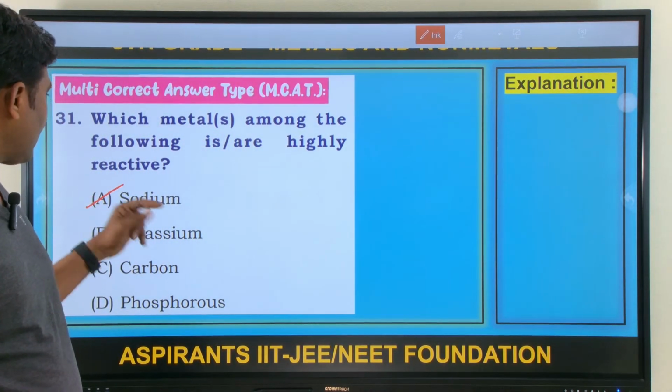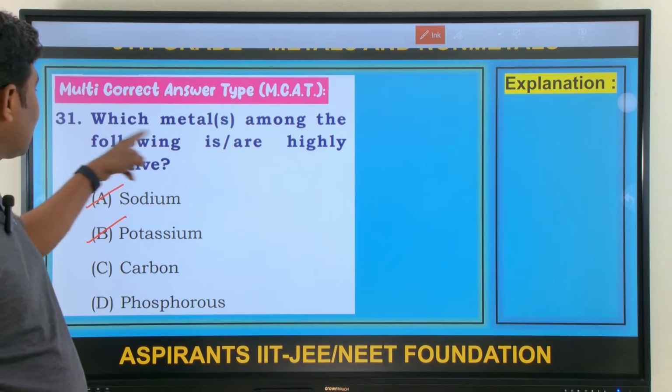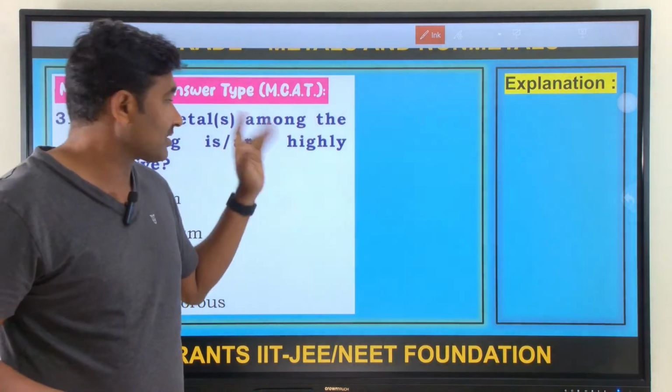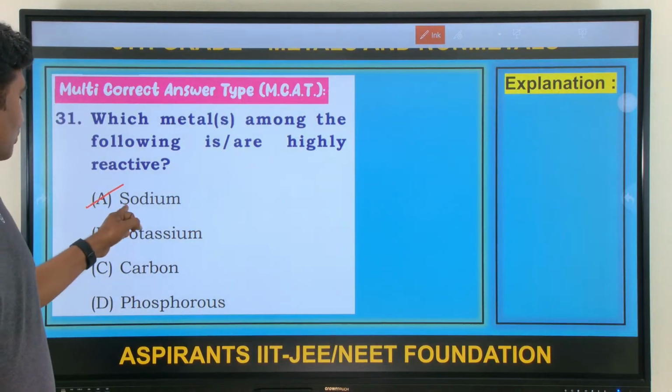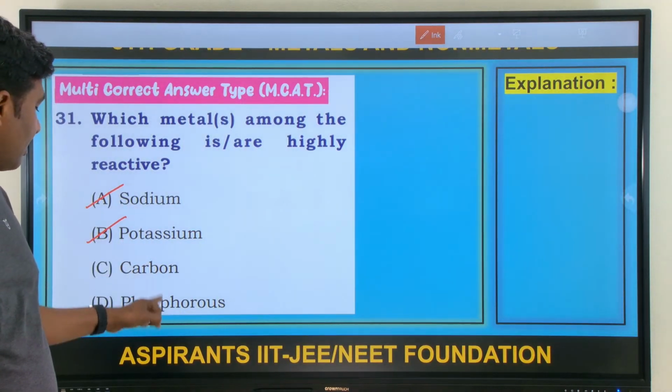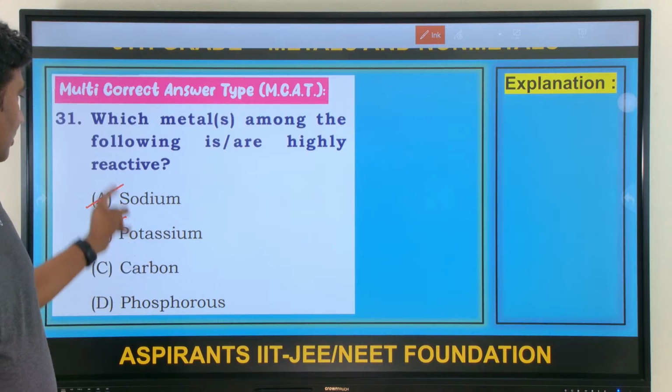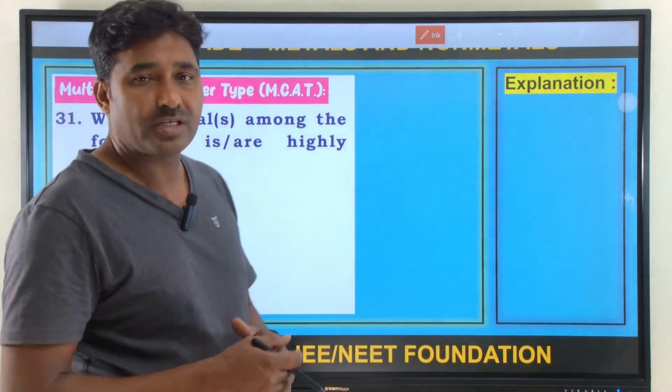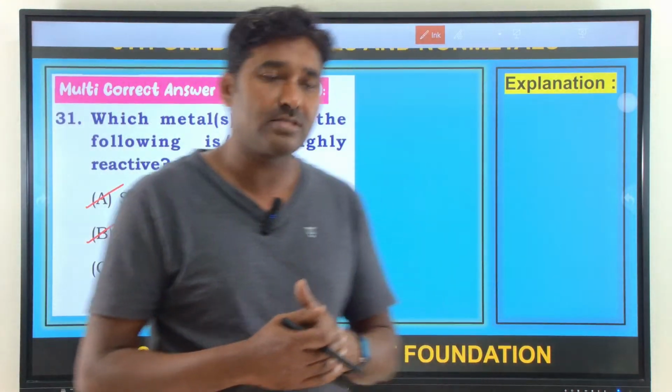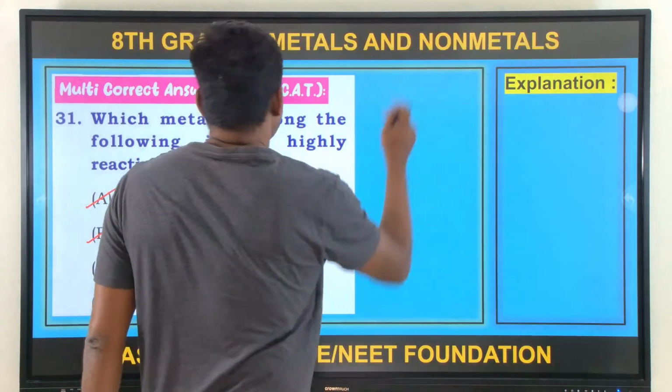Sodium and potassium. And in the question, one more thing is being asked: which metals. Which metals means what here? Sodium and potassium are metals; carbon and phosphorus are non-metals. So which metals are highly reactive means sodium and potassium are highly reactive metals. So options A and B are the correct answer. Okay, now we go to the next question.